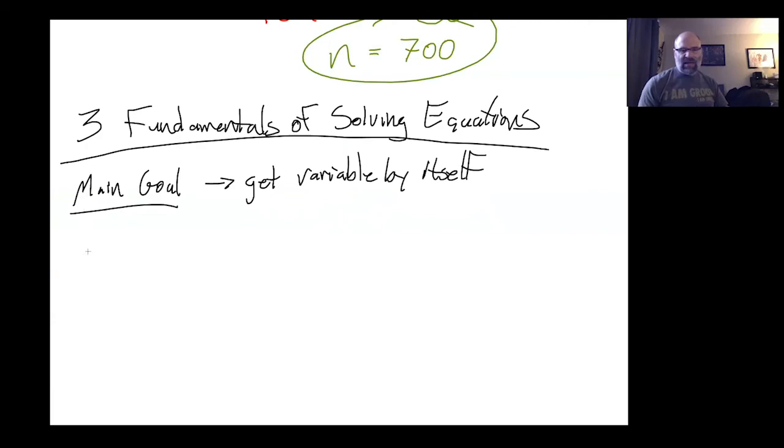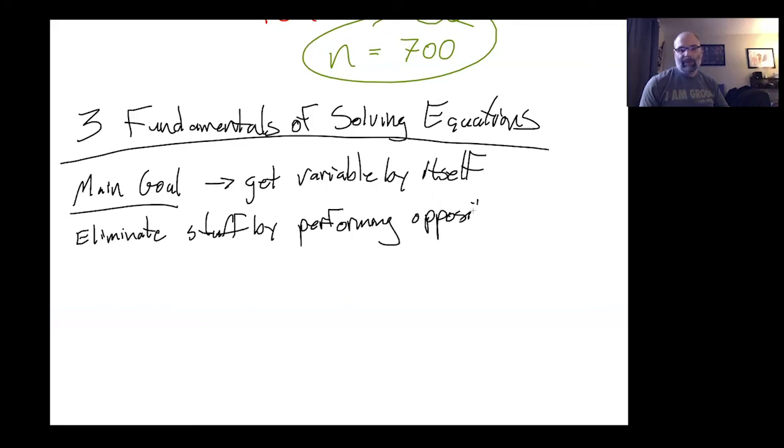So how do you eliminate stuff? You eliminate stuff by performing opposite operations. Think of it as superpowers, and to get rid of it, you have to do their biggest weakness. So someone who has a superpower of multiplication, to get rid of it, use division on it.